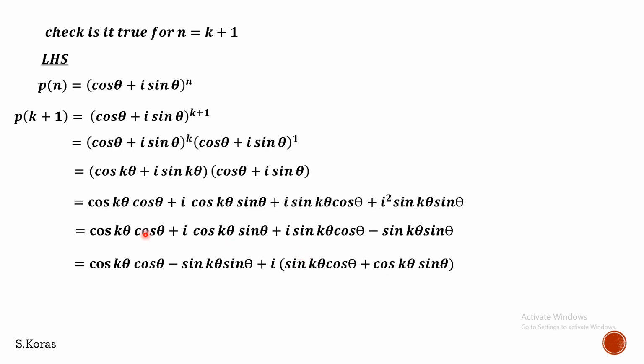That is, these two parts are taken and plus i is taken commonly outside, so sin k theta cos theta plus cos k theta sin theta. If we consider k theta as A and theta as B, we can see a formula here. This is cos A cos B minus sin A sin B. So we can use this formula to simplify this.